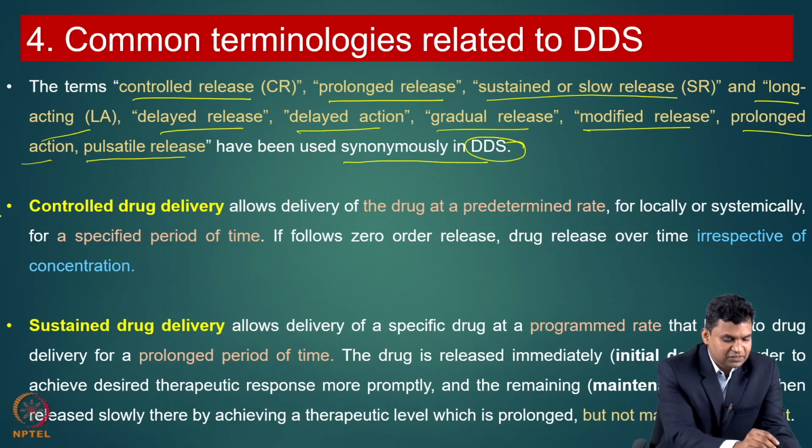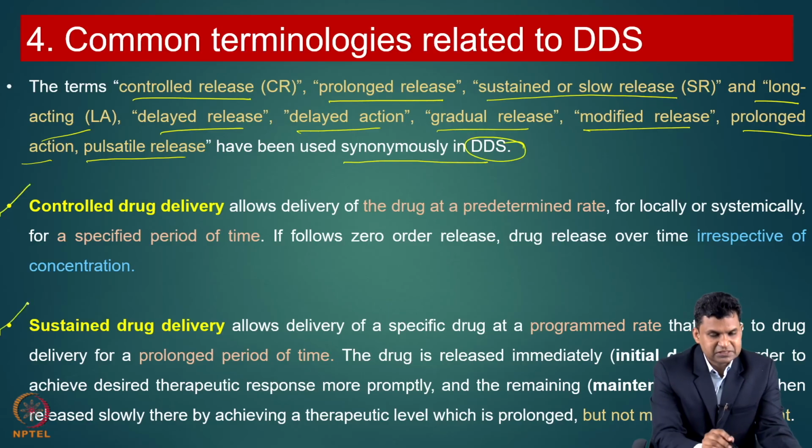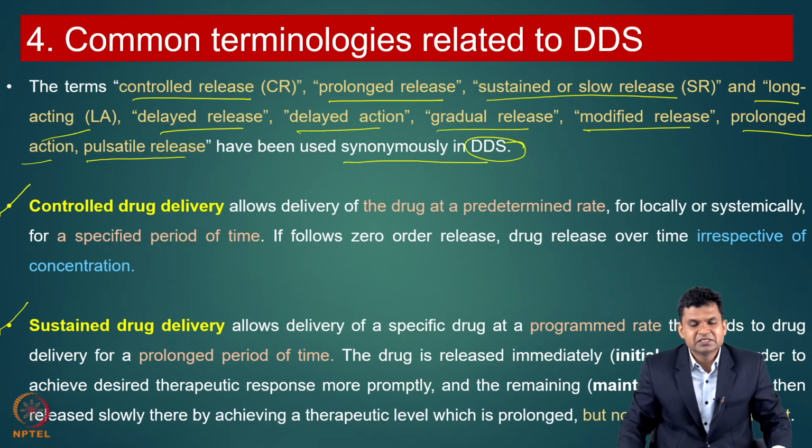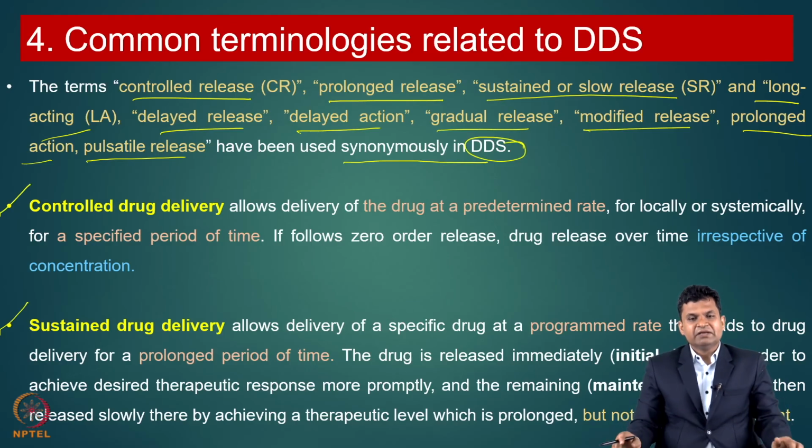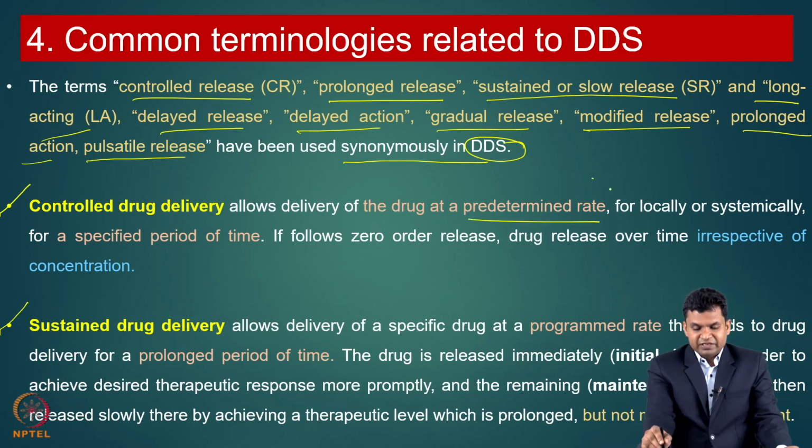Here we will see there are two definitions, controlled drug delivery and sustained drug delivery. Sustained drug delivery allows delivery of the drug at a predetermined rate. So, this is very important.